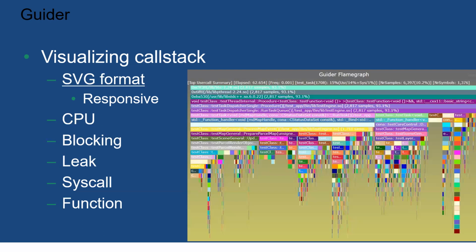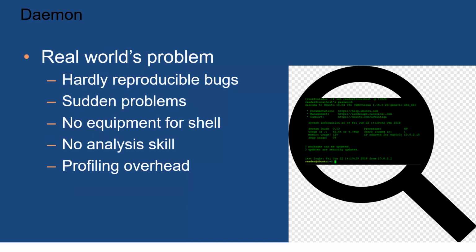Opening the SVG format output in your web browser, highlighting, zooming, and searching specific functions or stacks are also available using mouse and keyboard. So far, I have explained how to analyze problems that have occurred.